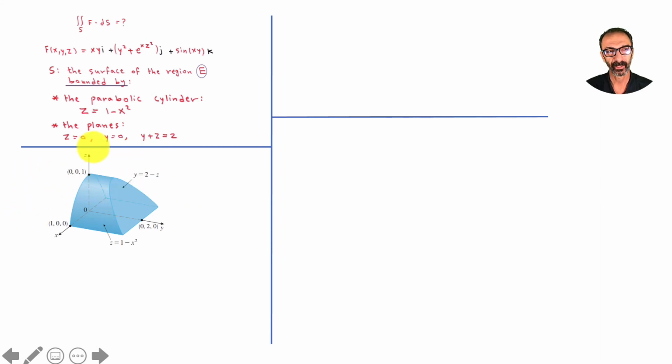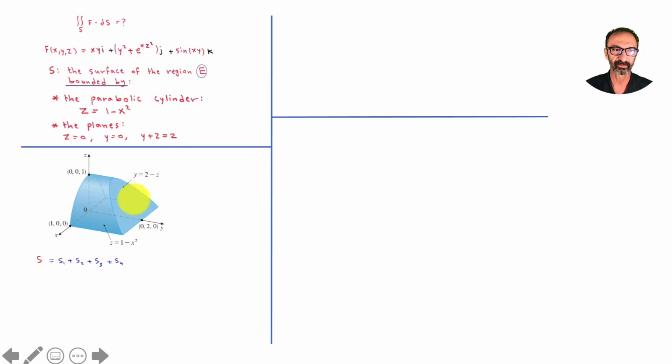Alright? Z equals 0, that's the xy plane down here. Y equals 0, that means the xz plane right there. And this is y plus z equals 2. This is part of it. So if you extend this all the way up, it's going to cross at 2 here. And it did cross here at 2 on the y-axis. So that's our graph. Now, for this problem, we have S1 plus S2 plus S3 plus S4.